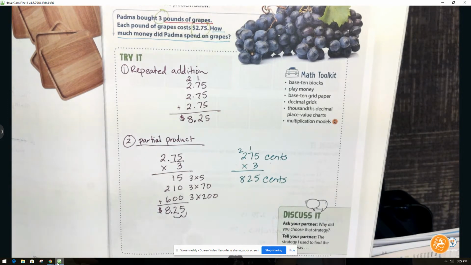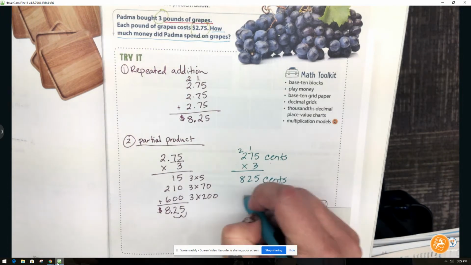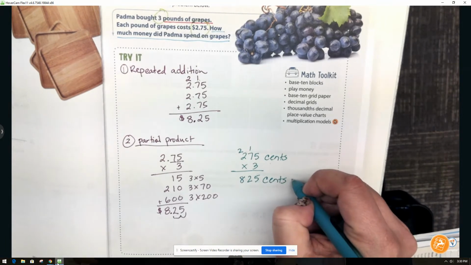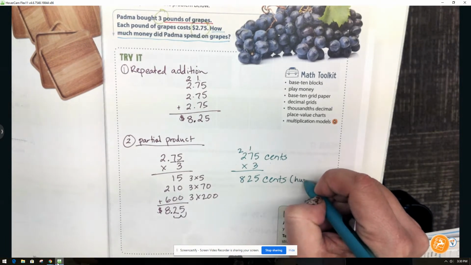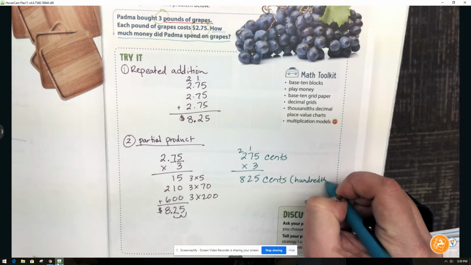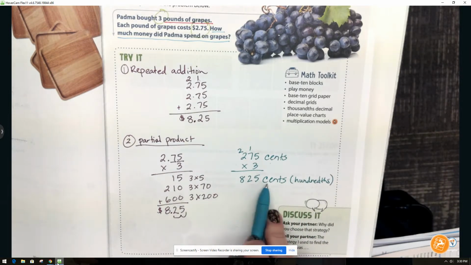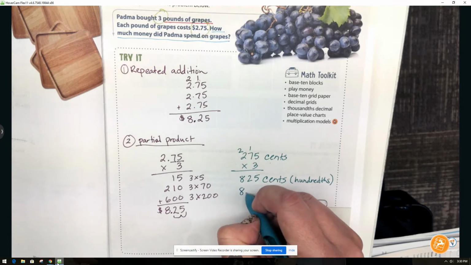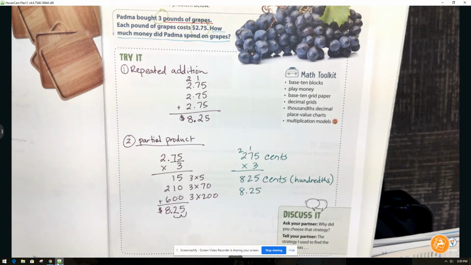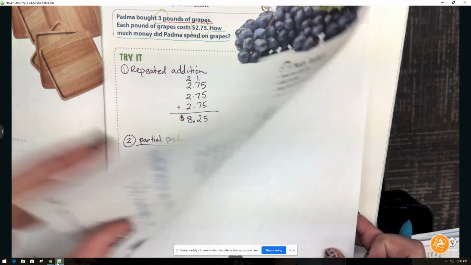Well, I know that there are 100 cents in $1. So I know that this is the same as saying 825 hundredths. And so if I wanted to show 825 hundredths, that would be the same as 8 and 25 hundredths. So that's also another way to look at it. All right, let's go ahead and move to page 314.